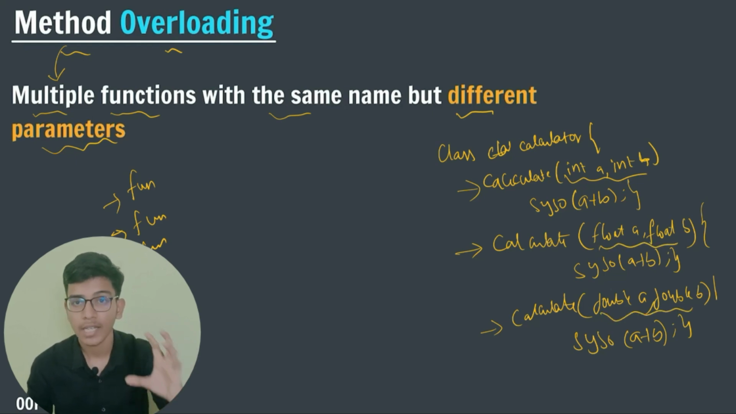So this is the example of static-time polymorphism. Here the example is method overloading. This is an example of method overloading. I hope you have understood the concept. Now let us code this.